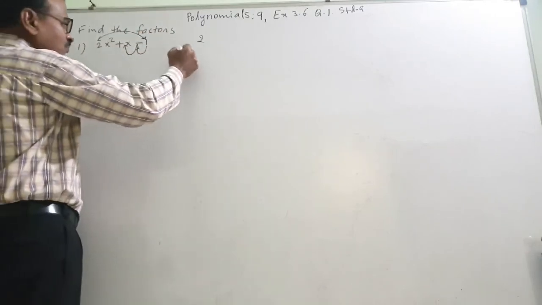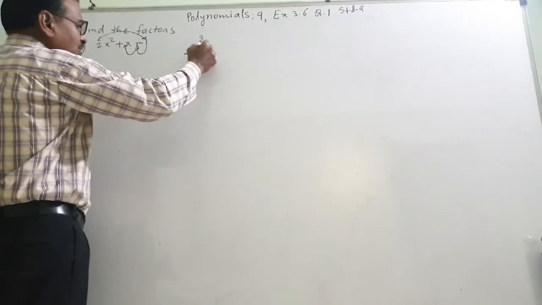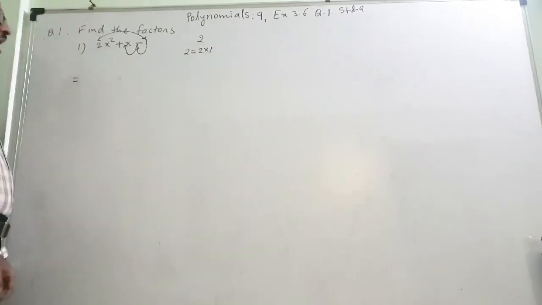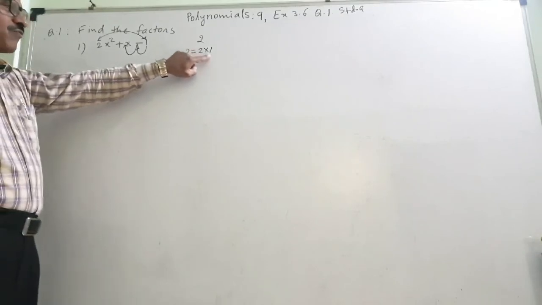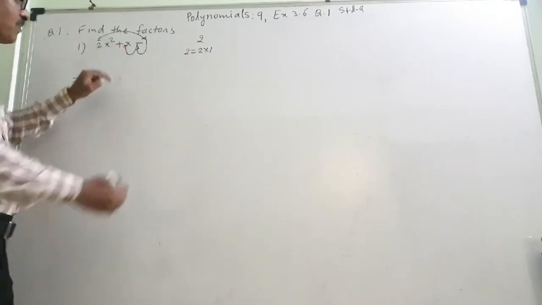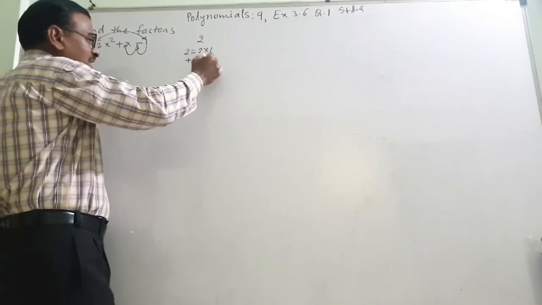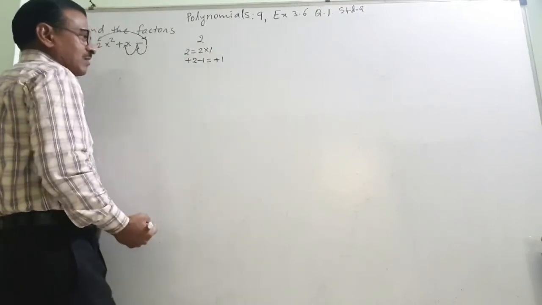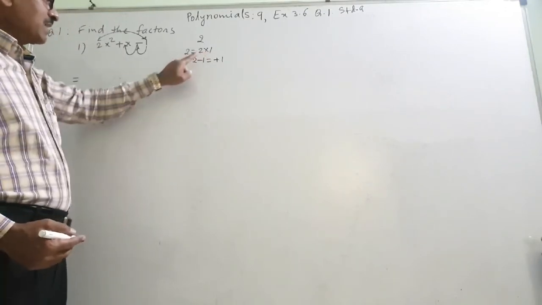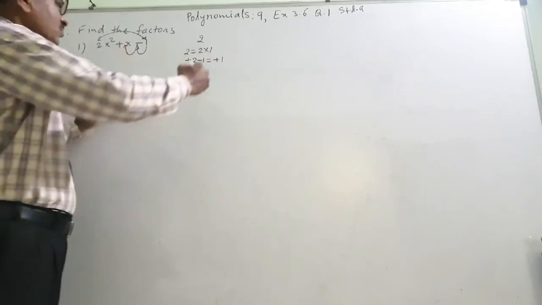So the factors of 2: 2 is equal to 2 into 1. I want the subtraction of these two factors, and that subtraction should be plus 1. So I will do plus 2 minus 1, that is equal to plus 1. So these two factors and their subtraction is plus 1. So my work is over.